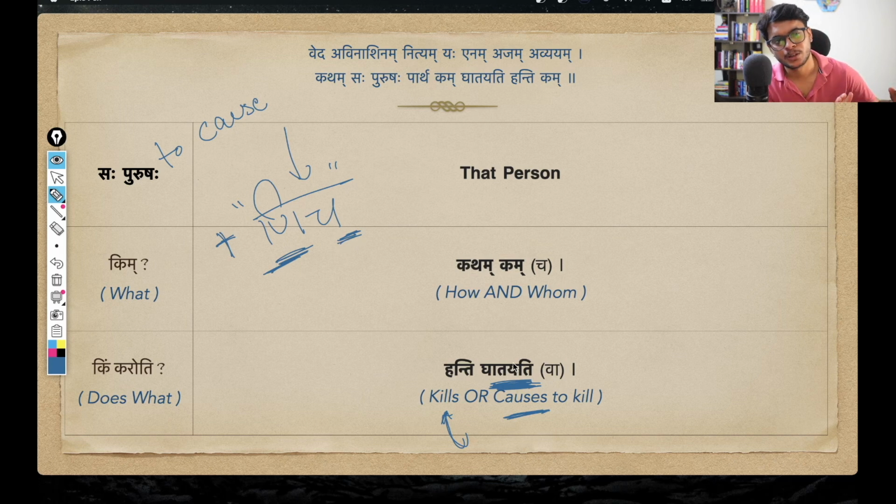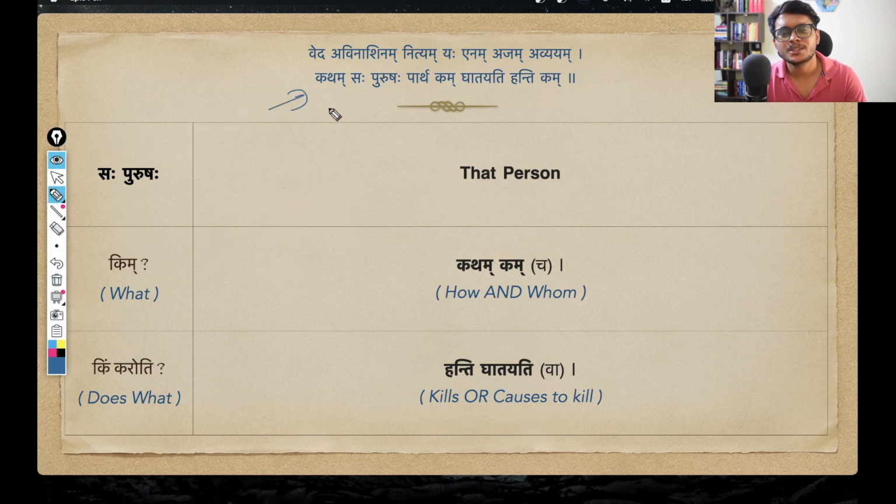We don't want to go deep into those rules. Just remember the form that this is ghatayati. Okay, the form becomes ghatayati. Anyways, the meaning of this second line is, first in the first line Krishna said that one who knows this self to be eternal, one who knows this self to be indestructible. Basically Krishna is saying that one who realizes the true nature of self, how can such a person kill or cause to kill?